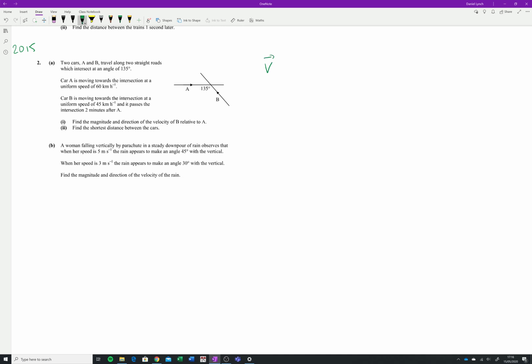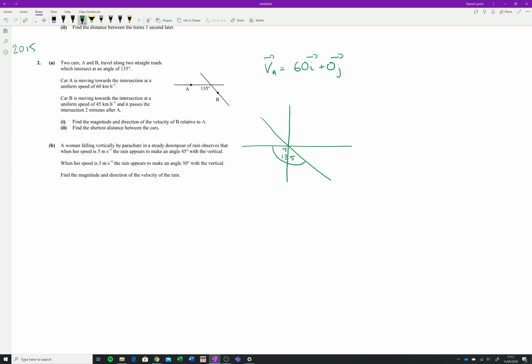So we will say that A is doing 60 i's and 0 j's. That bit is easy enough. And for B, okay, with B, I'll just have a little bit of a think about this. B is doing, well, it's claiming that this is 135.